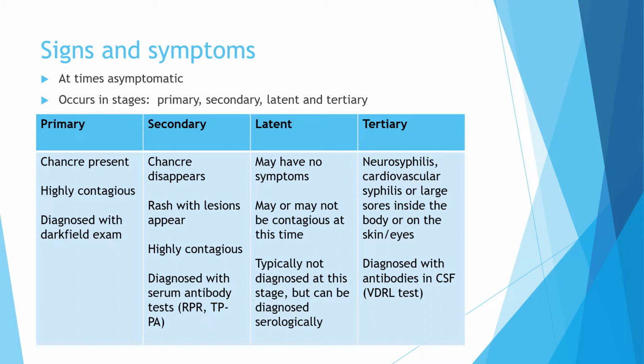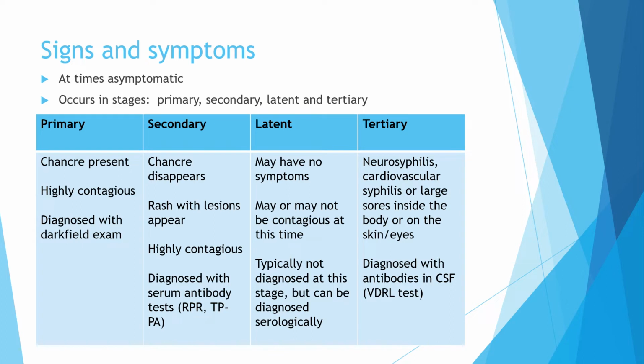The second stage of syphilis is known as secondary syphilis. This develops about 6 to 8 weeks after contact with an infected person. In this stage, the chancre disappears and lesions start to develop in the eyes, joints, and the central nervous system. There's a rash that starts to appear on the palms and feet during secondary syphilis. It is diagnosed with serum antibodies. Usually we are not doing the VDRL spinal fluid test, but instead we can diagnose secondary syphilis by doing the screening test known as the RPR or a confirmatory test known as the TPPA.